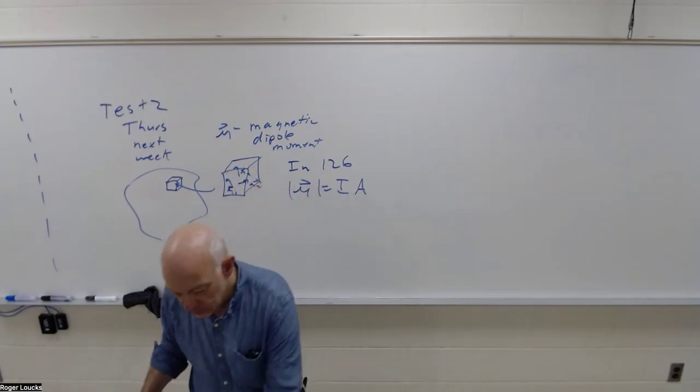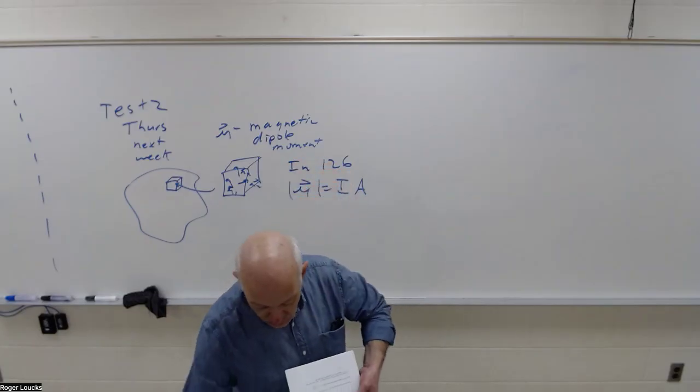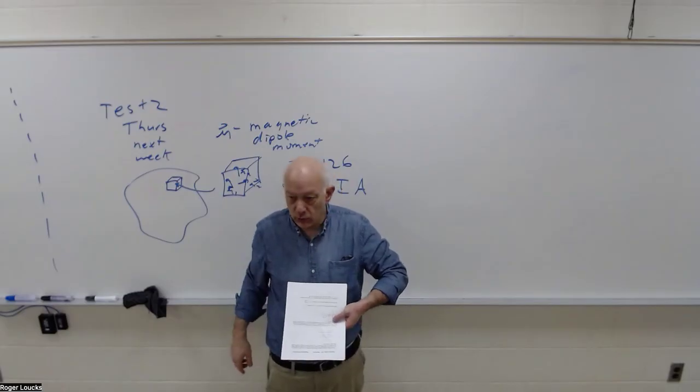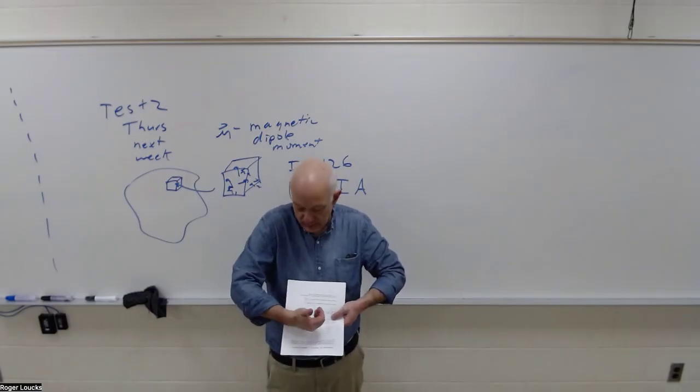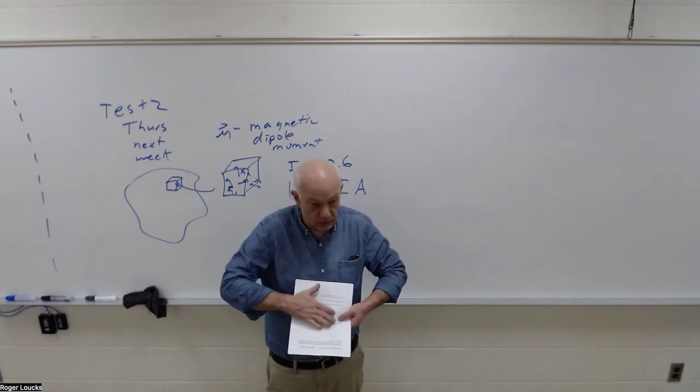So let's say I have a rectangular loop like this and the current's going like that. How would our mu look? You wrap your hand in the direction that the current goes and your thumb points in the direction of mu. It'd be perpendicular to this point.